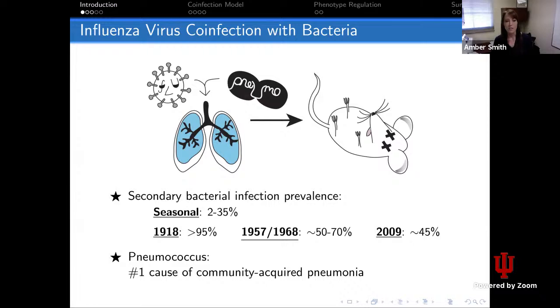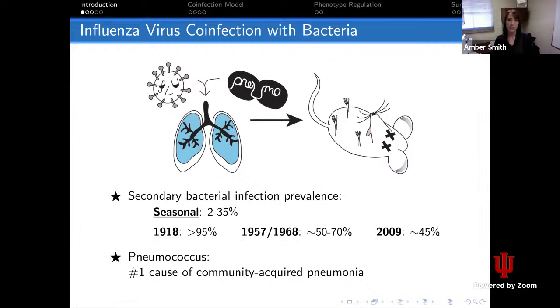Some retrospective studies for the 1918 pandemic have estimated that over 95% of the morbidity and mortality from that pandemic was actually due to bacterial co-infections, not just the virus by itself. And that's not to say that the virus was not also extremely important and deadly, but most of the morbidity and mortality was due to the secondary bacterial infections. In the 1957 and 68 pandemics, this was closer to 50 to 70%, and that was also a different virus, or two different viruses, compared to 1918. And more recently, in the 2009 pandemic, this was more of a prospective study, and about 45 to 50% of all the morbidity and mortality was due to secondary bacterial infections.